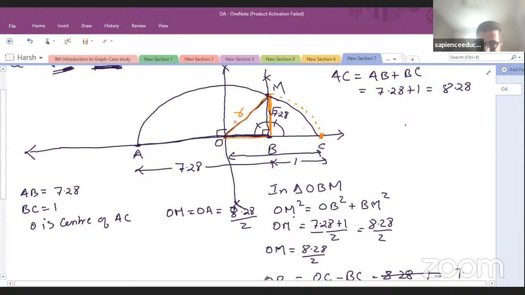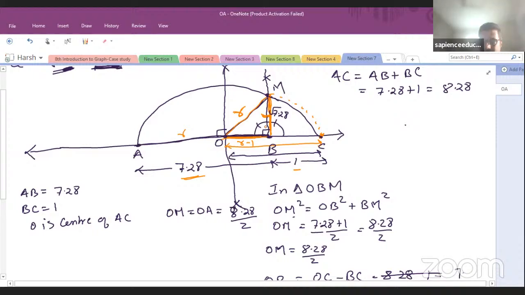This is a radius, and this radius is equal to this length, which is what? 7.28 plus 1 divided by 2. So you got this. This will be 7.28 plus 1 divided by 2 minus 1. That is the radius minus 1. This is r minus 1. And if you find this length in terms of this, you will get this answer.